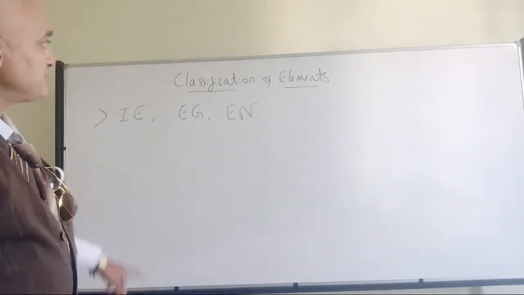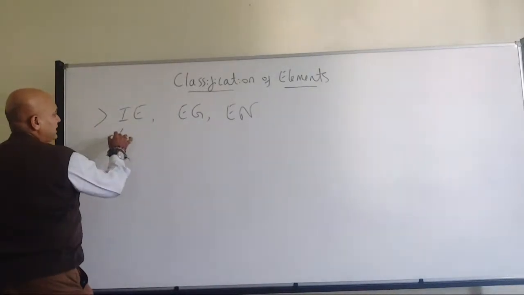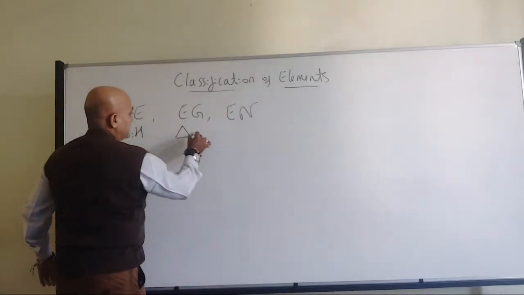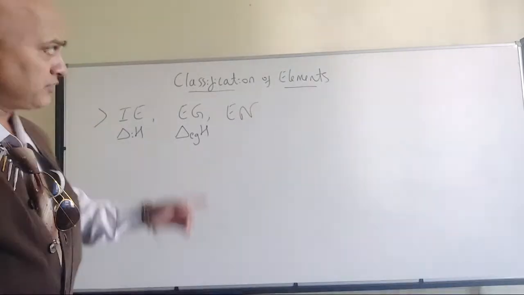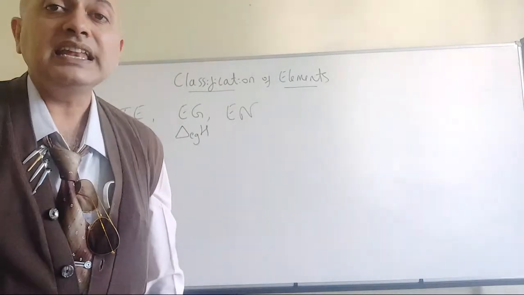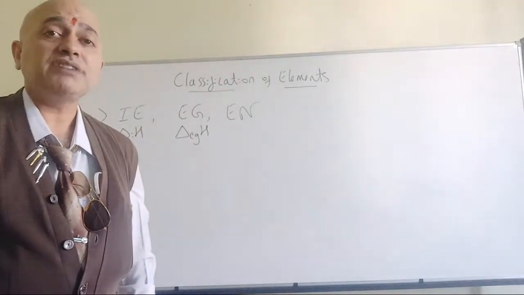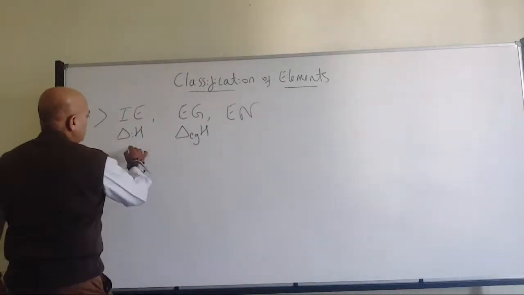So we have ionization enthalpy, where the symbol can be delta IH. Electron gain enthalpy, where the symbol will be delta EGH. And we have electronegativity. So these are the things which we have discussed in the last classes.